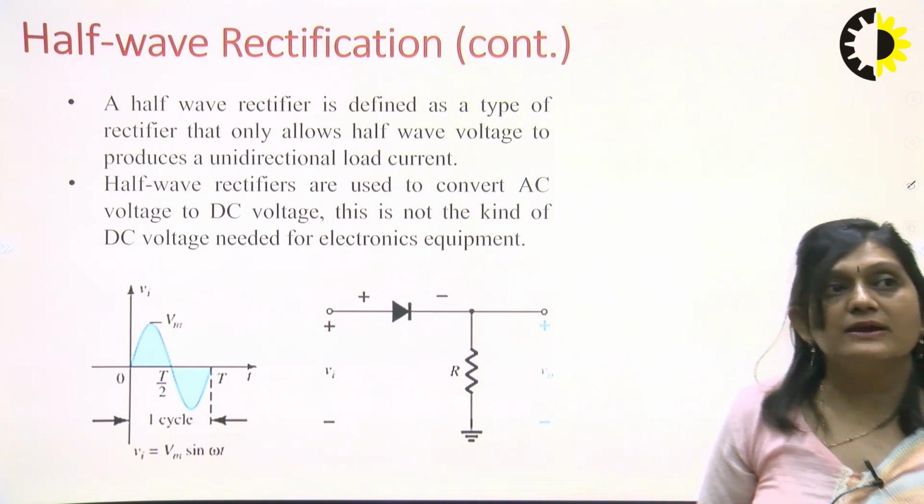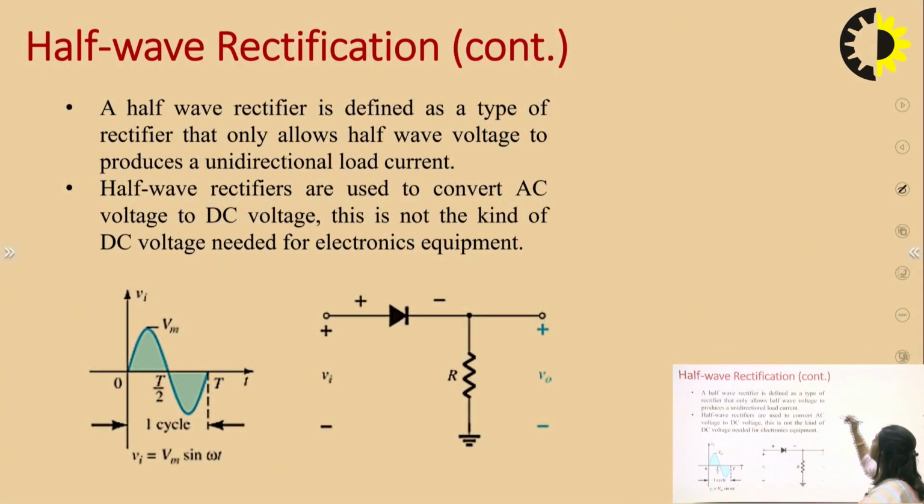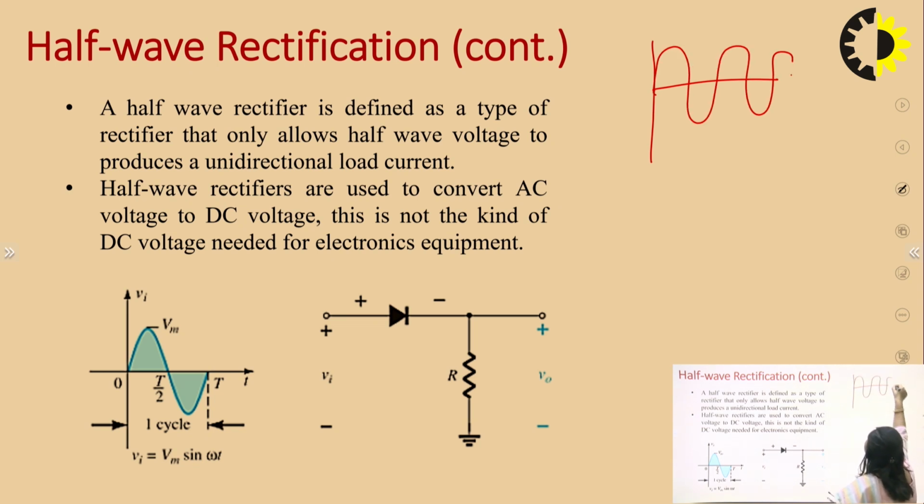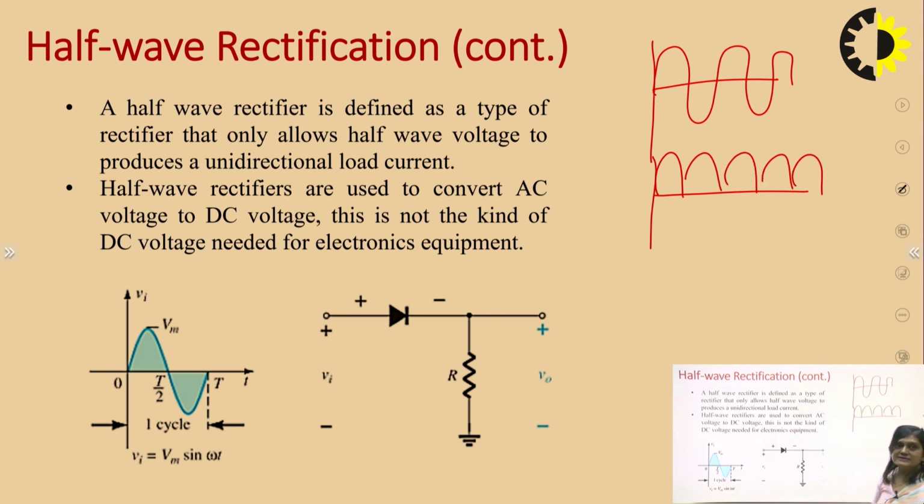A rectifier basically converts the AC signal into pulsating DC. Like this is our AC signal, and it will be converted into this form. This is the pulsating DC. It cannot provide pure DC. If we want the pure DC, then we have to give this output to the filter. Then only we will get the output in this way, pure DC.